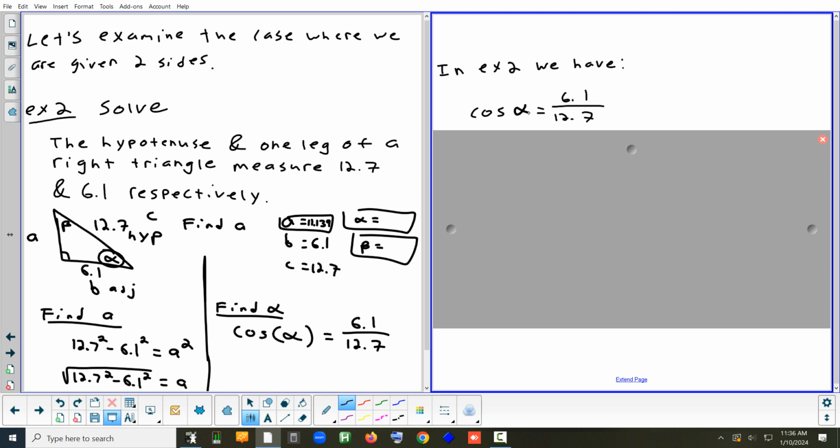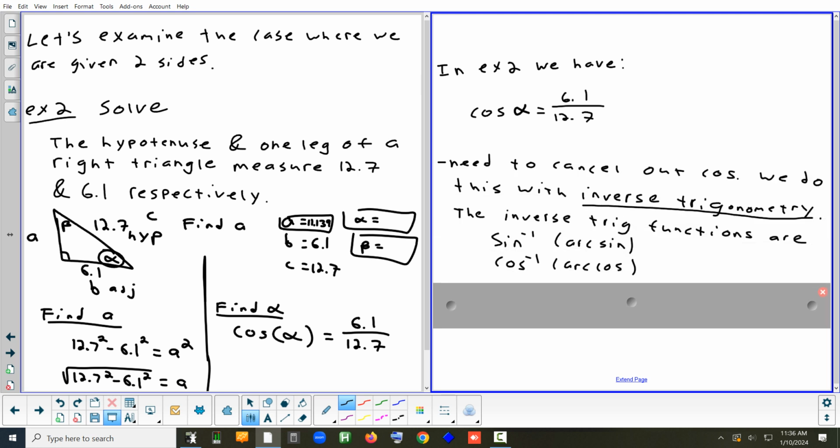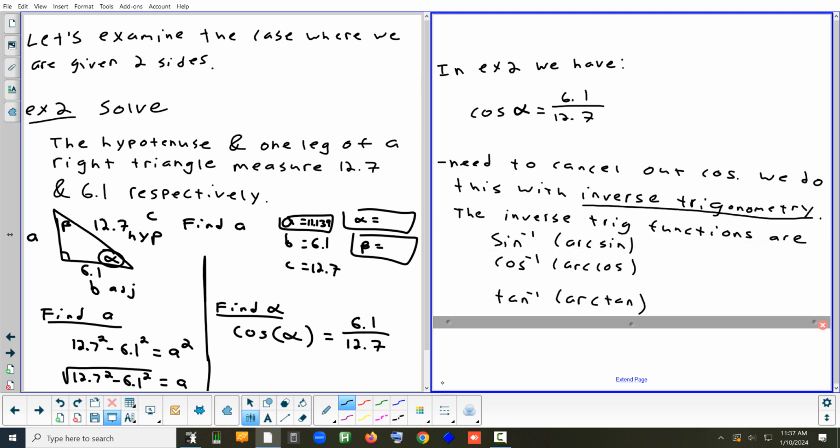So to finish solving this, we've got to get rid of the cosine function. We need a function that undoes it. We've seen examples like when you square root, or cube root. Cosine is a function that undoes it. Inverse cosine. Or secant? No, that's a different trig function.